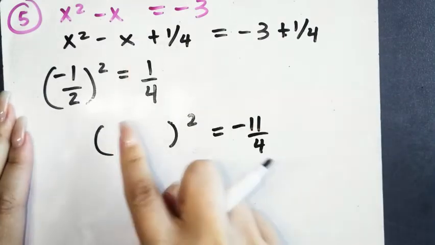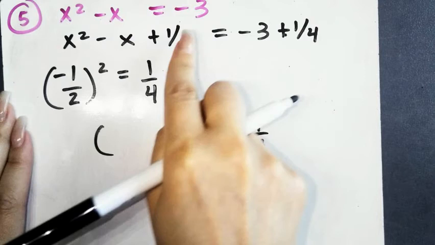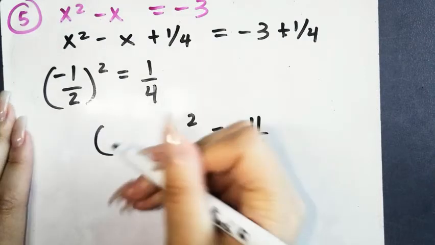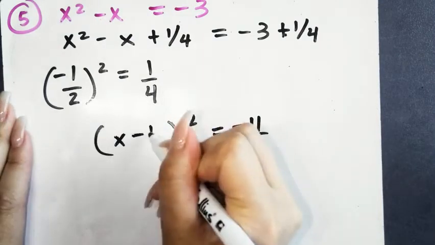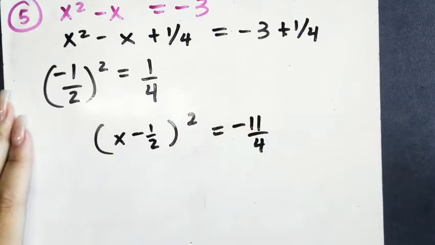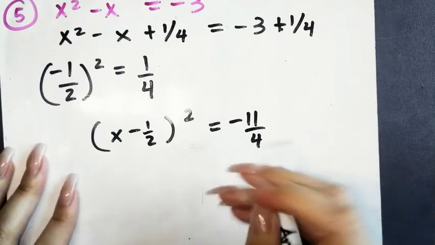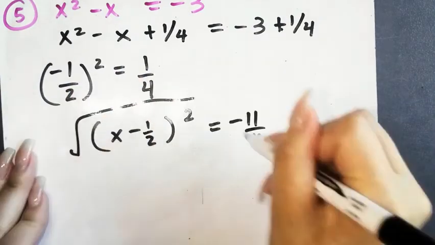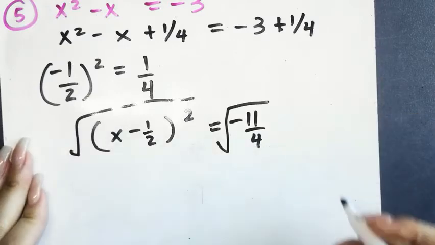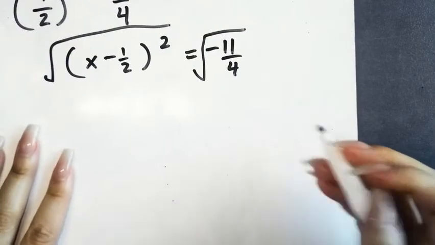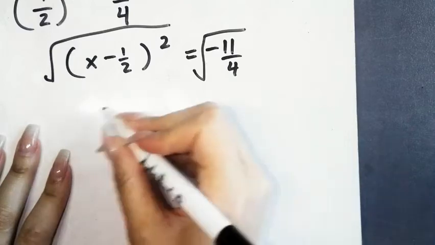On the other hand, we know that since this is a perfect square, it's going to be (x minus 1/2) squared on this side. Now that we have that, we can apply the square root property. Since this is alone, we can apply the square root property on this side and on this side. With that, you got rid of the square.